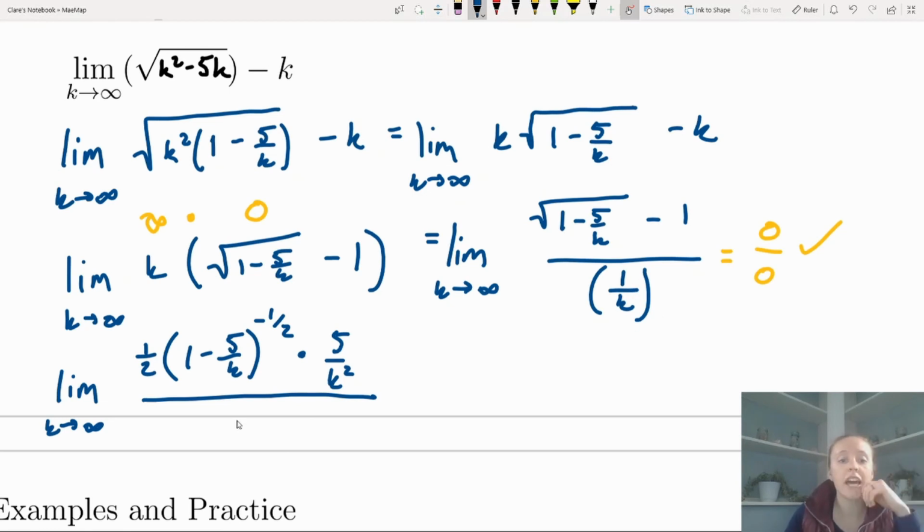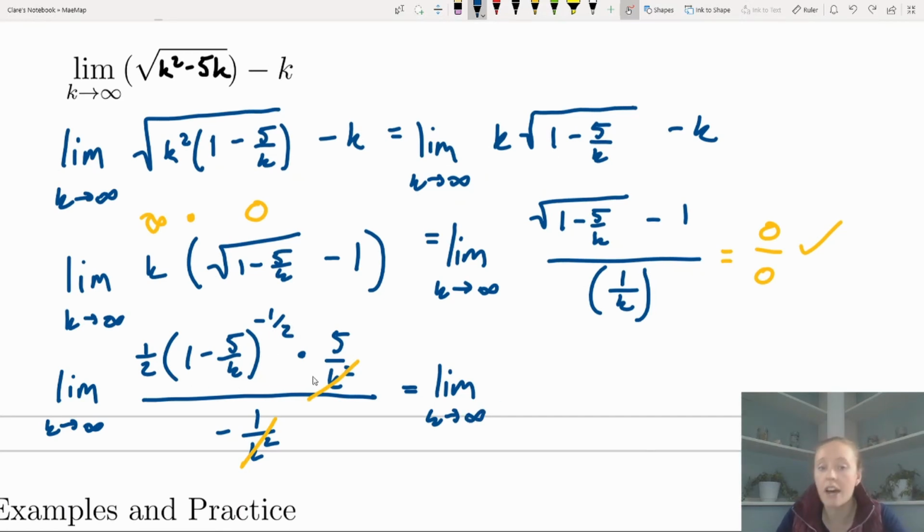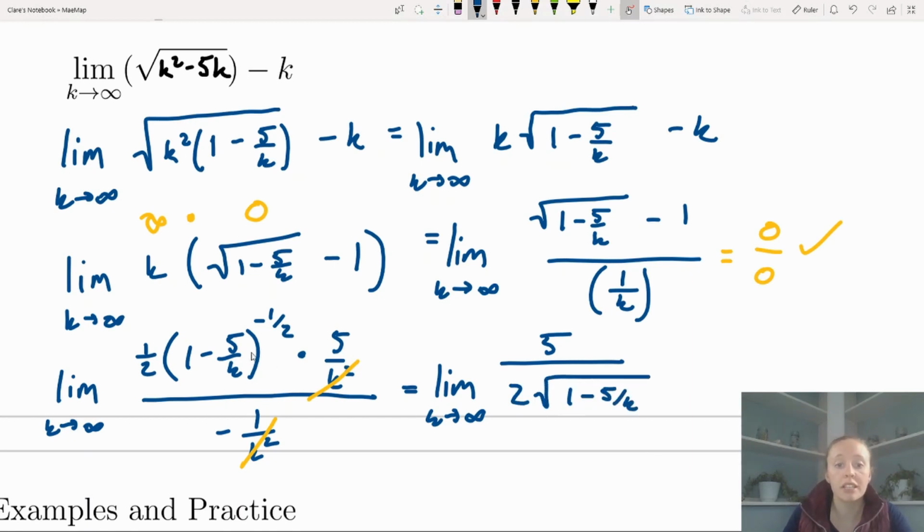The derivative of 1 over k we know is negative 1 over k squared. So you can see that if I was to flip this fraction up, this k squared would cancel out with this k squared to leave me with the limit as k approaches infinity of 1/2 times 1 minus 5 over k to the negative 1/2 times 5. So I'm going to write that as 5 all over 2 times the square root of 1 minus 5 over k. So what I did is I just moved this negative exponent in the denominator as a positive exponent, so the square root. That chunk to the positive 1/2.